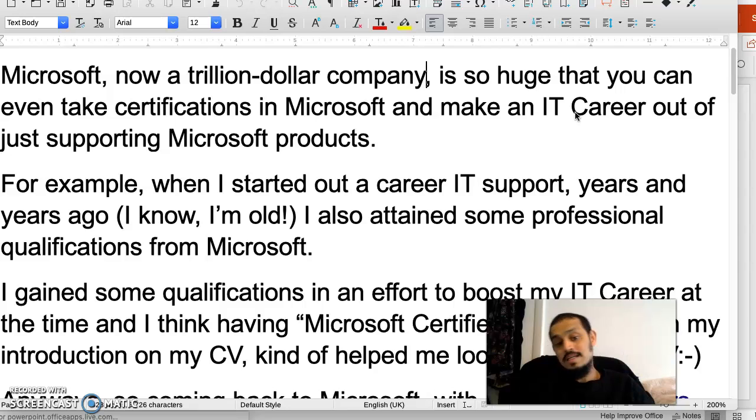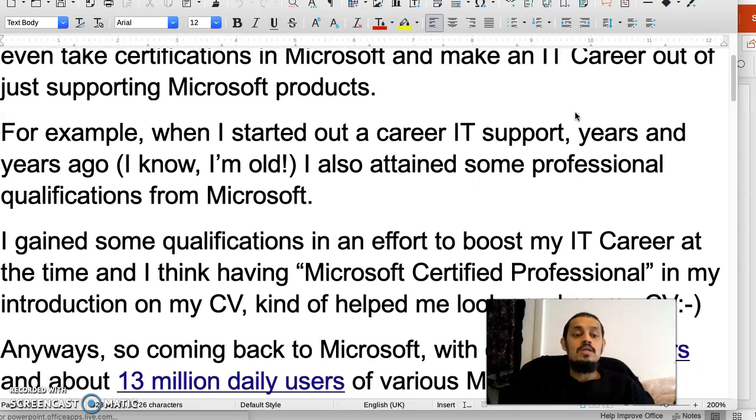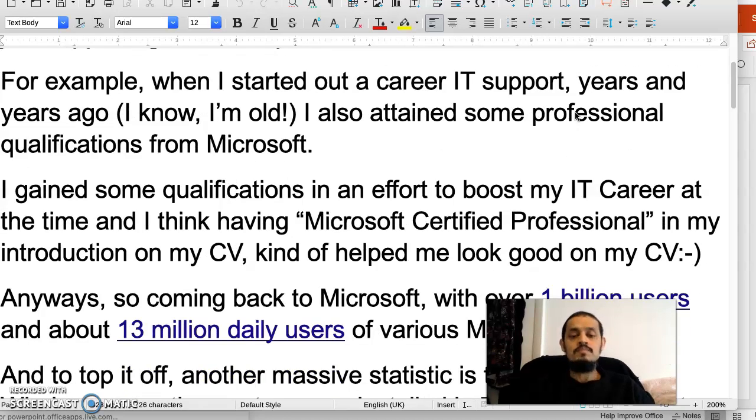For example, when I started out my career in IT support years ago, I also attained some professional qualifications in Microsoft. I gained some qualifications in an effort to boost my IT career at the time, and having Microsoft certified professional in my CV, I think kind of helped me get jobs and stuff like that.